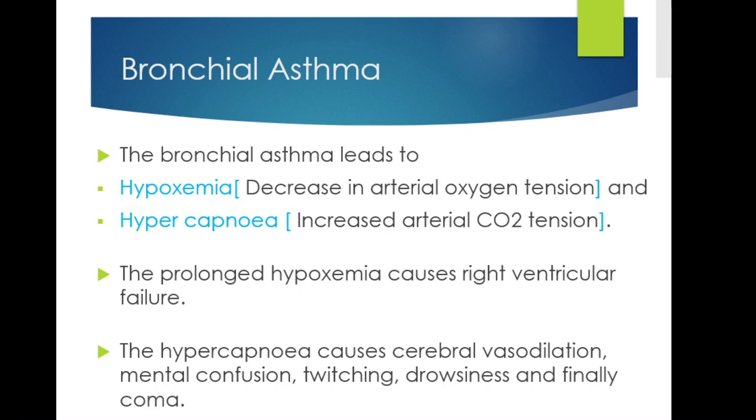Bronchial asthma leads to hypoxemia, that is decrease in arterial oxygen tension, and hypercapnia, that is increased arterial carbon dioxide tension. The prolonged hypoxemia causes right ventricular failure and hypercapnia causes cerebral vasodilation, mental confusion, drowsiness and finally coma and death.